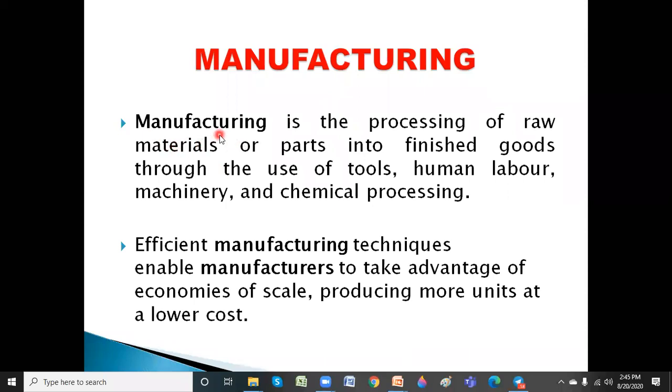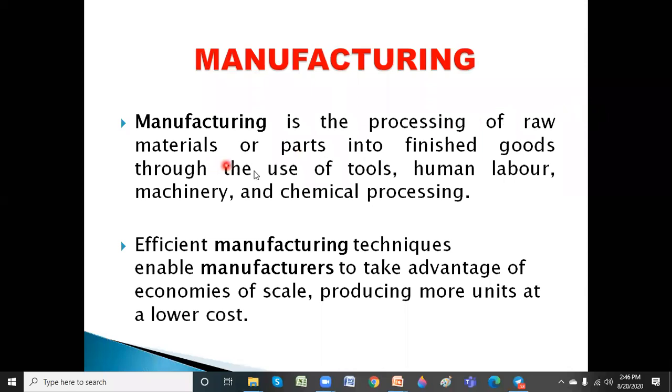Now coming to the definition. So what is manufacturing? Manufacturing is the process of converting raw materials or parts into finished goods. You will get a raw material, maybe in the form of metal or wood, whatever it may be. I take that raw material and get a finished good by subjecting it to a process. That process is called a manufacturing process.